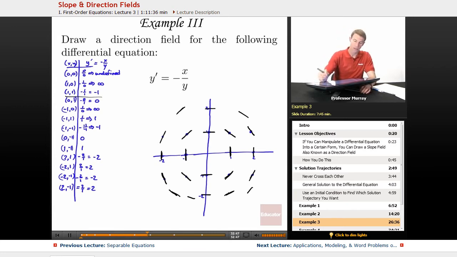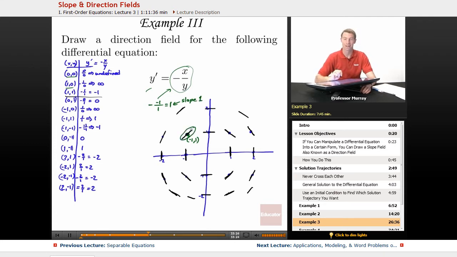Let me remind you about the individual steps there. I took different points, x's and y's. I plugged them into the differential equation, negative x over y, and for each one I got a y prime. As an example, here's the point negative 1, 1. I plugged it in there, and x over y is negative 1 over 1, so the slope turns out to be 1. So I draw a little line there which has slope of 1, and so that's how I got that little line right there.